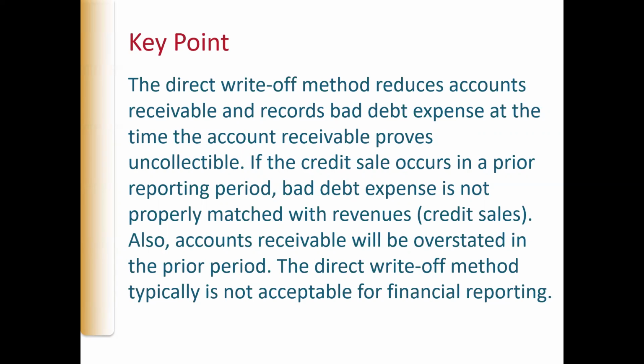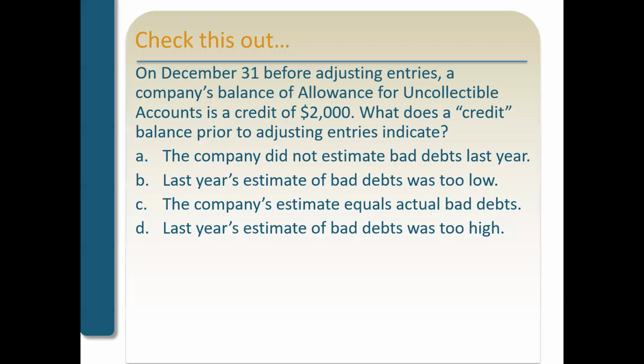If the credit sale occurs in a prior reporting period, then the bad debt expense is not properly matched with revenues. Accounts receivable would then be overstated in the prior period. The direct write-off method is generally not acceptable for financial reporting.